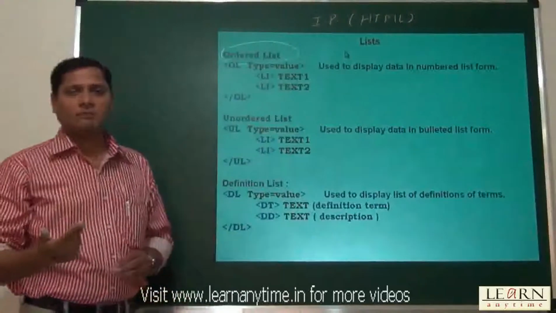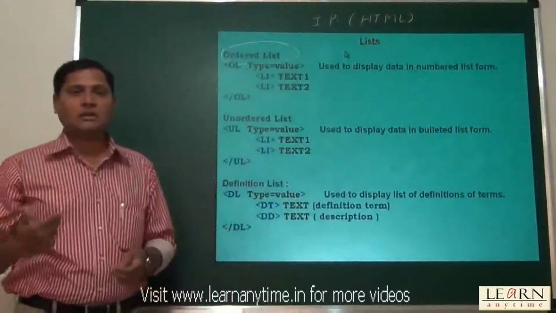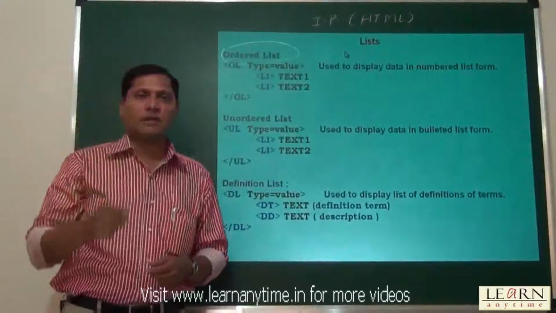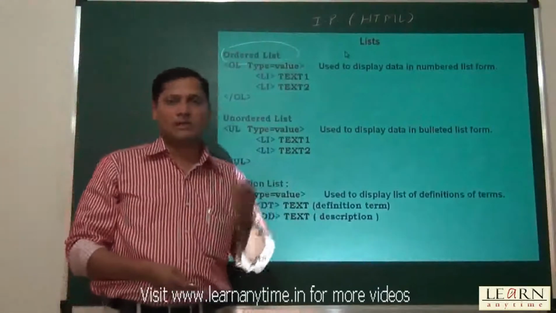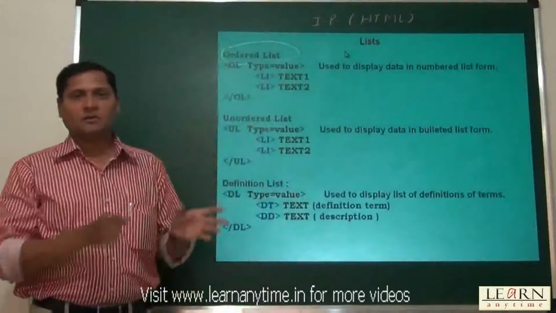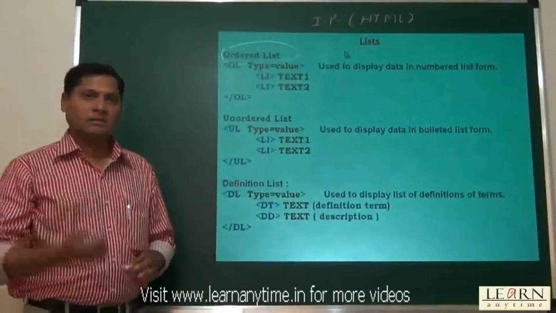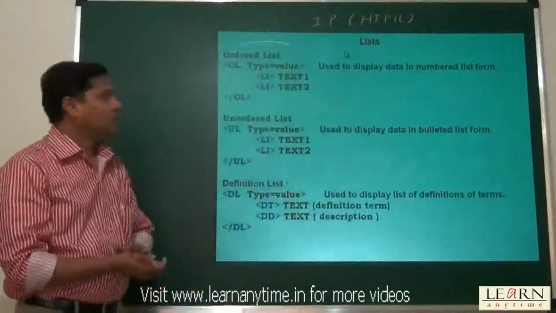Now the numbers can be any kind of number. It can be 1, 2, 3, 4 normal numbers, or it can be A, B, C, D, written in uppercase, like capital A, B, C, D, or lowercase a, b, c, d. Or it can be in Roman numbers like I, II, III, IV, that is for 4. And that's how we can have a numbered list with different kinds of numbering. So that is called an ordered list. Data is shown in the ordered list form.